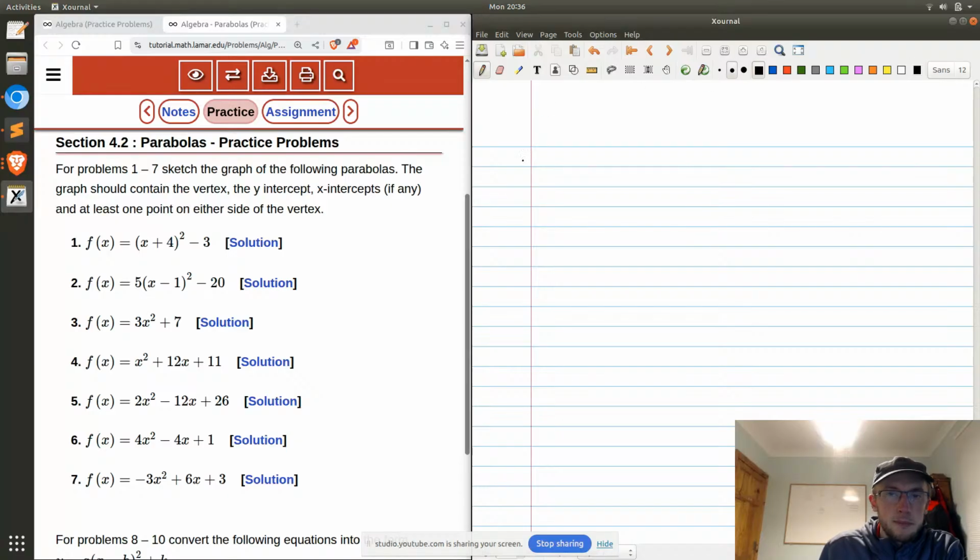So here we go. Problem 4. x squared plus 12x plus 11. First, get it in vertex form. So x plus 6 all squared. That creates a 36 out of thin air. So we need to subtract 36. And what's 11 minus 36? Negative 25. And there it is in vertex form.